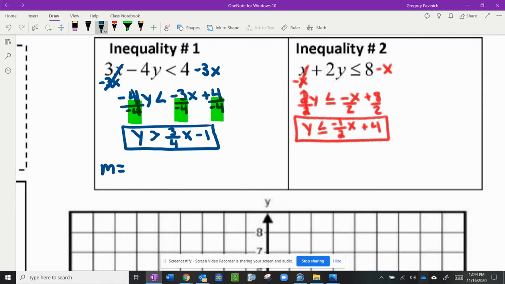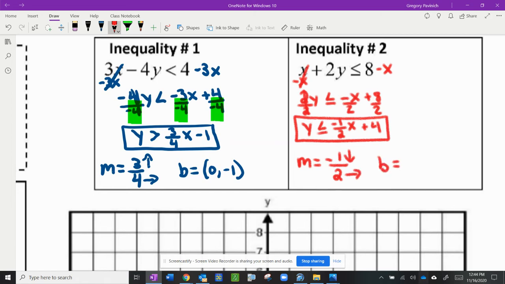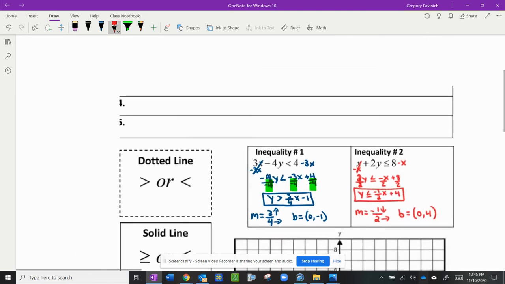So my slope is 3/4. I like to put my directions on mine. I know since it's positive, I'm going up 3, and I'm always going right to begin with. My b is my y-intercept, and as a point, the y-intercept is (0, -1). Second equation, my m is -1 divided by +2. I know my slope is negative, so I'm going to travel down 1, and I'm always going to the right. My b is my y-intercept, which written as a point is (0, 4). Okay, that should be a very familiar step.